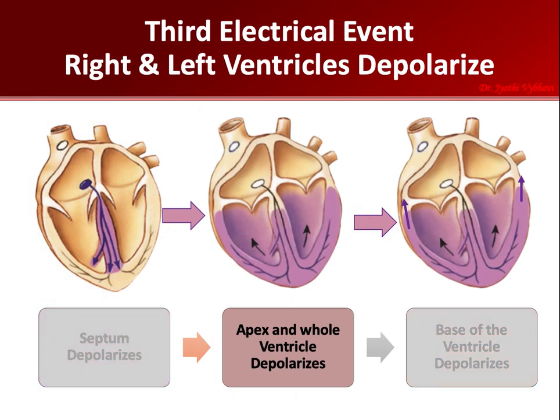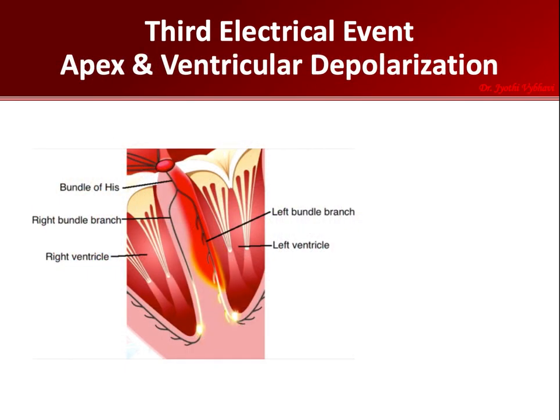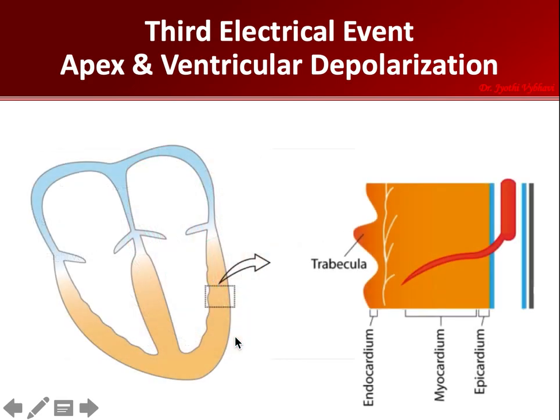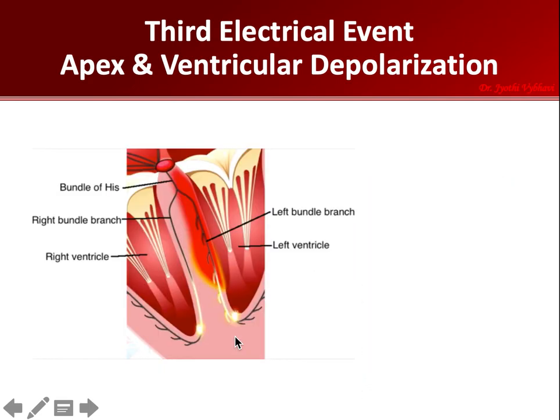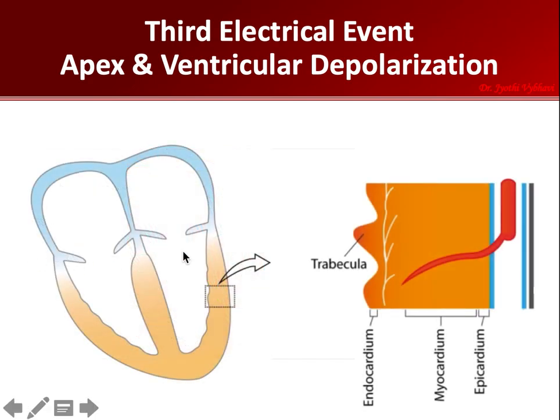And the next electrical event is the apex, and the whole of the ventricle depolarizes. So as you can see, the septum is depolarizing, and later the entire ventricle depolarizes. At this point, I would like to tell you that if I take a piece of the tissue of the ventricle, you can see the inner part is called the endocardium, and then there is the myocardium, and then there is the epicardium.